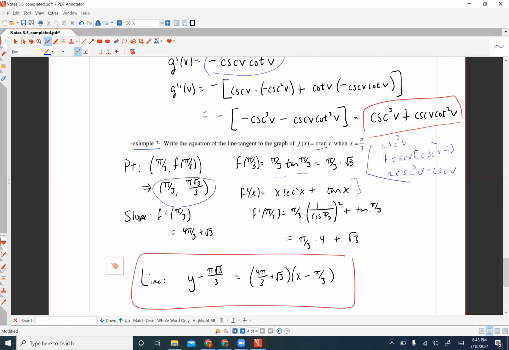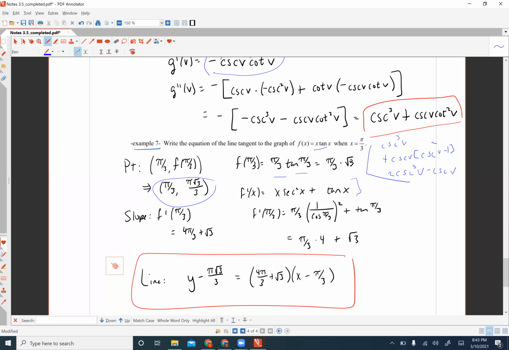You get pi over 3 times 1 over cosine squared; we're going to evaluate secant squared x at pi over 3. Well, that's just 1 over cosine pi over 3. Now cosine of pi over 3 is 1/2, right? So secant of pi over 3 is 2. So secant squared of pi over 3 is 4.